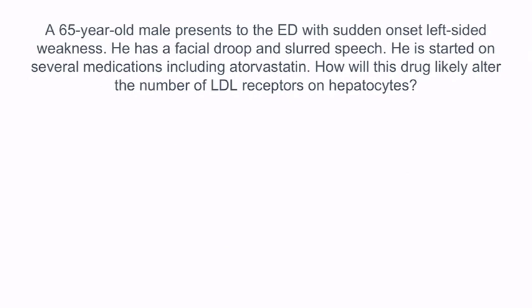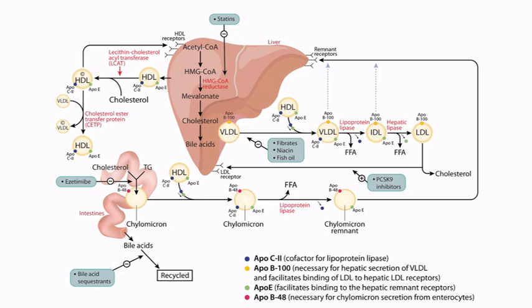From the question stem, hopefully you notice that this patient had a stroke and was started on a statin drug, atorvastatin. From the overview figure, notice that statins inhibit HMG-CoA reductase, which decreases the synthesis of cholesterol. Because the liver has less cholesterol than normal, it increases the expression of the LDL receptors in an attempt to restore hepatic cholesterol levels back to normal.